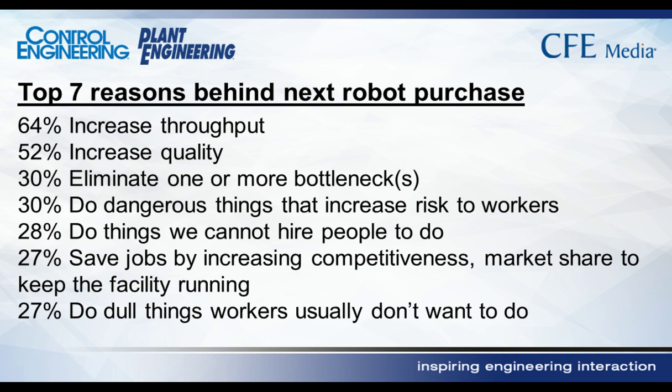So among the top 7 reasons behind the next robot purchase, increased throughput and quality are the runaway top reasons for the next robot purchase. So those are 64% and 52% respectively. And then a little bit further down the line, 30% to eliminate one or more bottlenecks, 30% to do dangerous things that increase risk to workers, 28% do things that we can't hire people to do, 27% save jobs by increasing competitiveness, market share to keep the facility running, and 27% to do dull things that workers usually don't want to do.